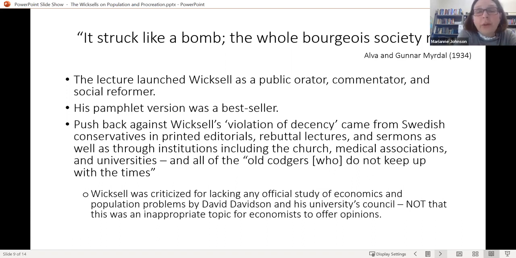However, the conservative press and the university, which was quite conservative at the time, everyone was up in arms. If you look at a simple search of Swedish databases and newspapers from the period, there are zero mentions of Wicksell in 1879, and there are more than 1,000 the next year in 1880. It just captures the extent to which he captured the attention of the entire country.